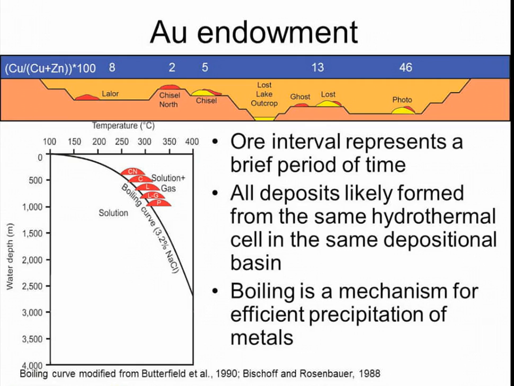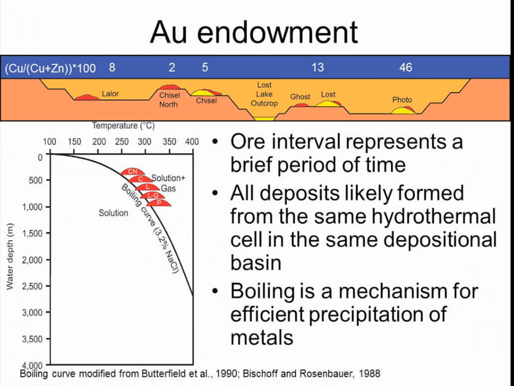Now, if we take this and think about boiling, which Al-Ghali discussed, it can be a very efficient mechanism for both separating gold and potentially copper, as well as precipitating metals in the subsea floor. So what we often see in some of the deposits with a higher copper over copper plus zinc value is that there's a zinc-rich lens as well as a copper-gold-rich zone.